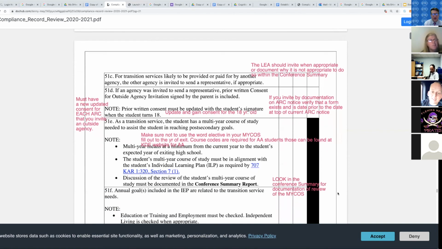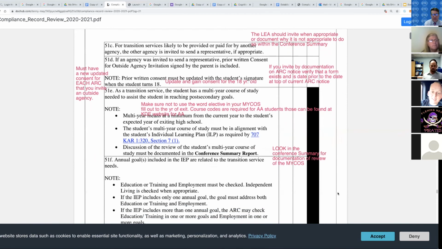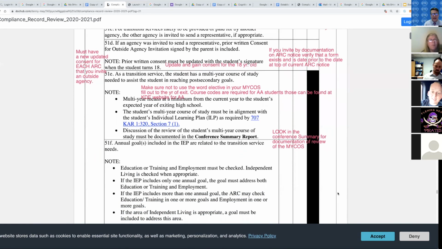As a transition service, the student has a multi-year course of study. So we're looking at that again. And so, you know, we're looking to see that, make sure not to use the word elective in your multi-year course of study. Fill out to the year of exit. The course codes have to be there for alternate assessment folk on your multi-year course of study. Multi-year means at a minimum from the current year to the student's expected year of exit.